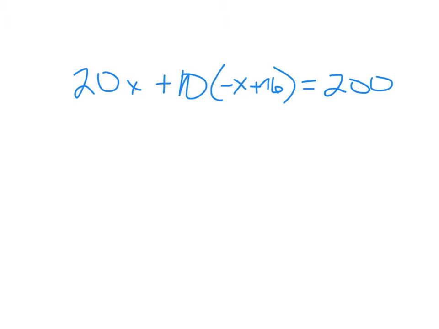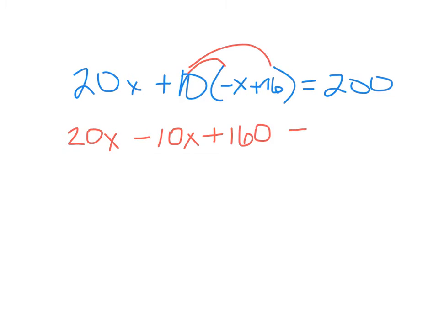Okay, so I'm going to distribute here. 10 times that stuff. I'm just going to rewrite the first part, 20x. What's 10 times negative x? Negative 10x. What is 10 times 16? 160, right? Please tell me you know what 10 times 16 is. Yes, 160. All right, so now we can combine like terms. These both have an x with them, so let's subtract. What's 20 minus 10? 10. Yep. 10x plus 160 equals 200.